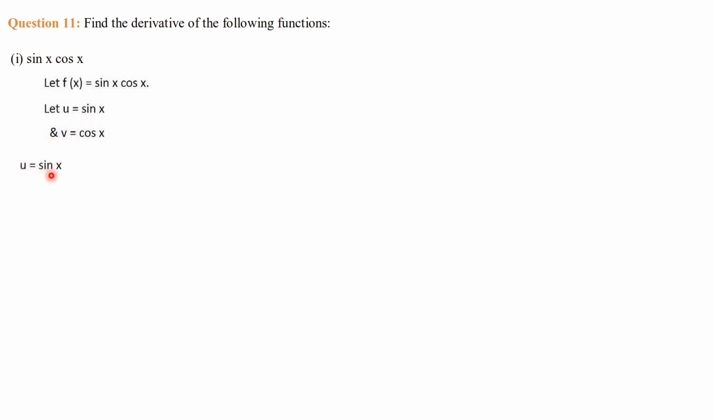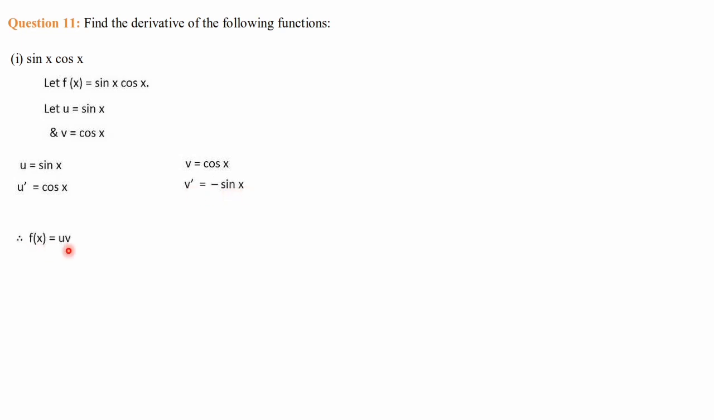Since u is equal to sin x, anyway we need its derivative. That means u dash, the derivative of sin x, we have learned the formula, that is cos x. u dash is equal to cos x. And next we have taken v as cos x, so its derivative also we need. It means v dash is the derivative of cos x, d by dx of cos x, that is minus sin x. So v dash is minus sin x.